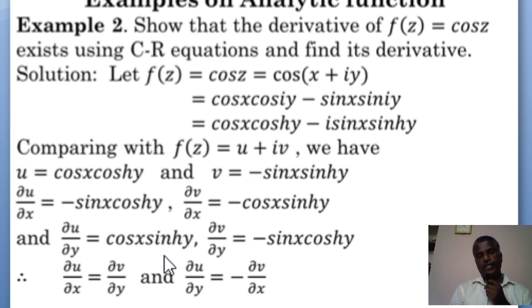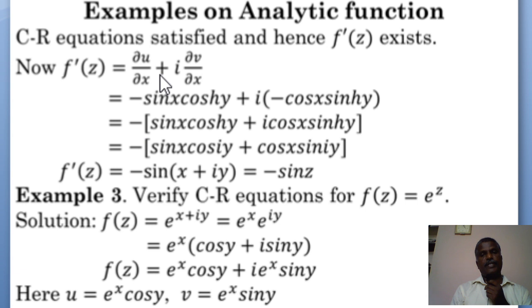Next we have to find, using the CR equations, f dash of z. So we know that f dash of z is equal to dou u by dou x plus i into dou v by dou x. So substitute dou u by dou x, dou v by dou x. So it is minus sin x cos hyperbolic y plus i into minus cos x sin hyperbolic y. Taking minus as common, we have sin x cos hyperbolic y plus i into cos x sin hyperbolic y. So here we write cos hyperbolic y as cos iy, i sin hyperbolic y as sin iy.